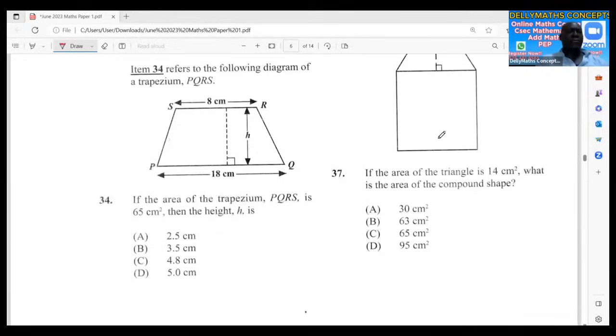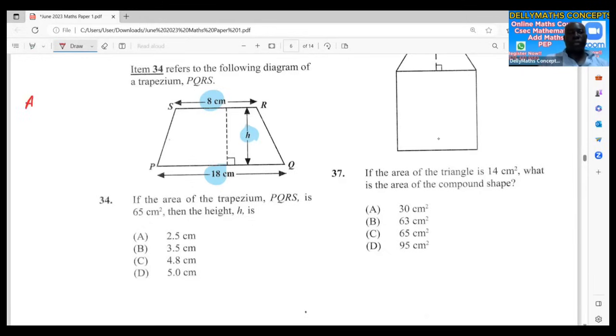All right, item 34 refers to the following diagram of a trapezium PQRS. And we're seeing the parallel sides are as follows. I'll highlight them, 8 and 18. The height is h. Question 1, if the area of the trapezium is 65, then what is the height?